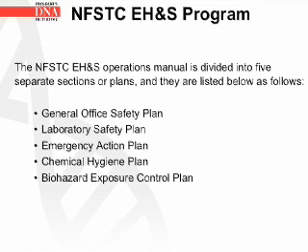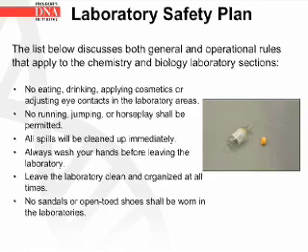The NFSTC's Environmental Health and Safety Operations Manual is divided into 5 separate sections or plans, and they are listed below as follows: the General Office Safety Plan, the Laboratory Safety Plan, the Emergency Action Plan, the Chemical Hygiene Plan, and the Biohazard Exposure Control Plan. The list below discusses both general and operational rules that apply to the chemistry and biology laboratory sections.